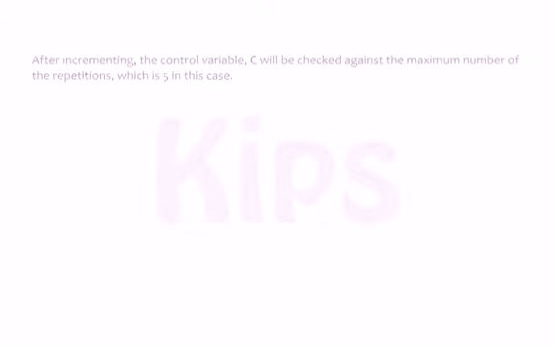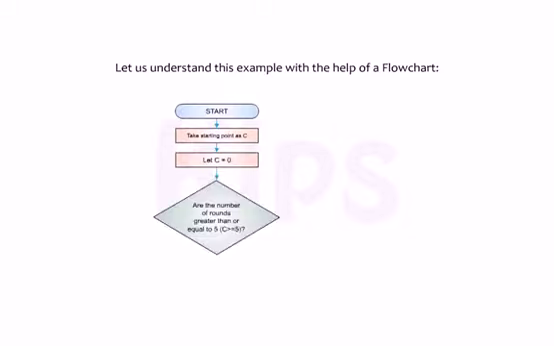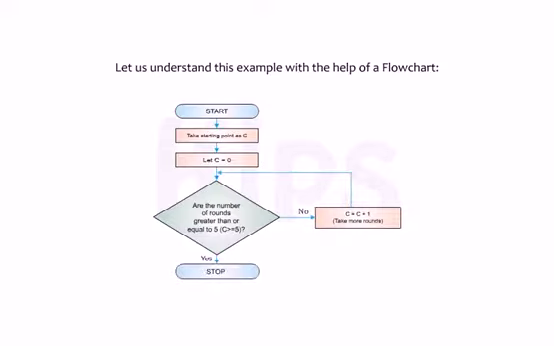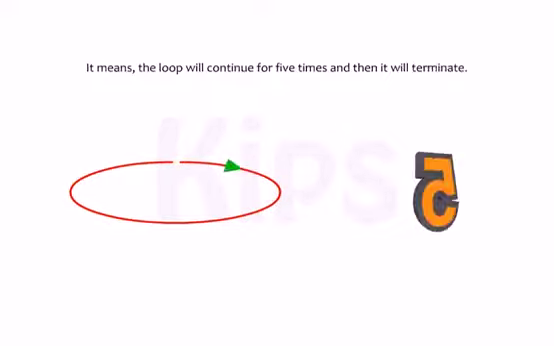Let us understand this example with the help of a flowchart. Start, then go to take starting point as C. Let C = 0. Are the number of rounds greater than or equal to 5? C >= 5. No. C = C + 1. Take more rounds. Yes. Stop. This process will continue until the value of C becomes 5. It means the loop will continue for 5 times and then it will terminate.